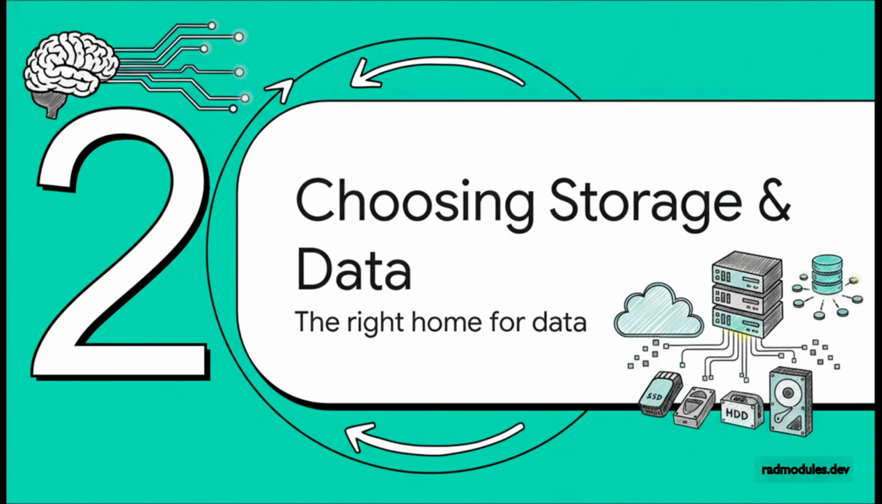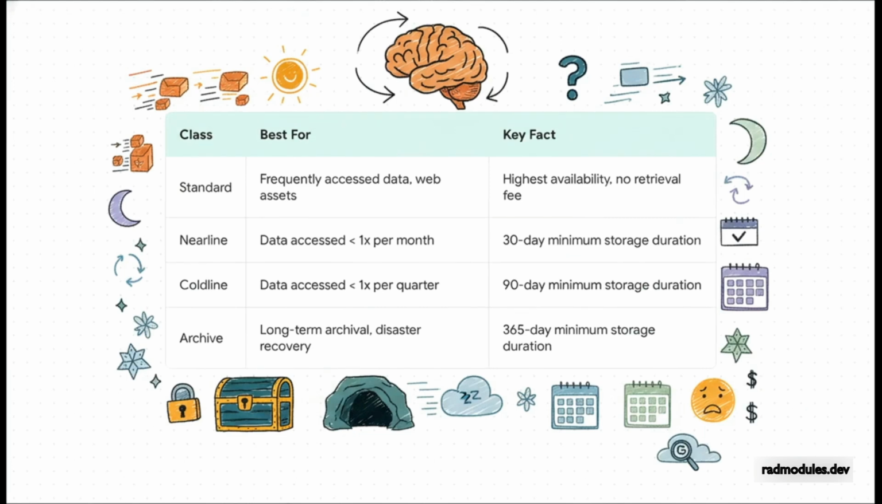So, we've figured out our compute. Let's move on to the next big question. Where is all the data going to live? Once you have that compute engine humming, you need to find the perfect home for its data. The cloud storage classes. You can almost guarantee a question that describes how often data is used and asks you for the most cost-effective choice.